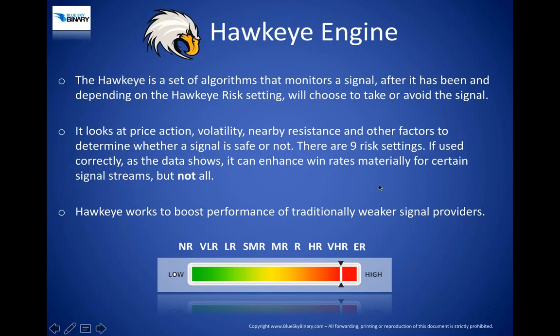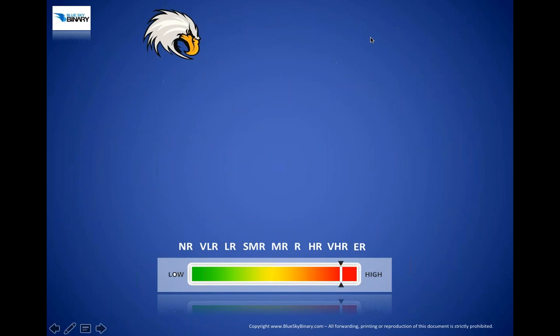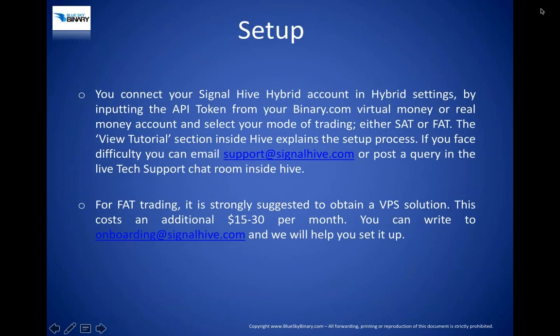Now, if used correctly, the data shows that it can enhance win rates materially for certain signal streams, okay. Hawkeye does not work for all signal streams, but in summary, what it does is it boosts performance of traditionally what we would say weaker signal providers. All right, so it can make an unprofitable signal provider profitable. And I'm going to show you the data now as we do a deep dive into the analytics.